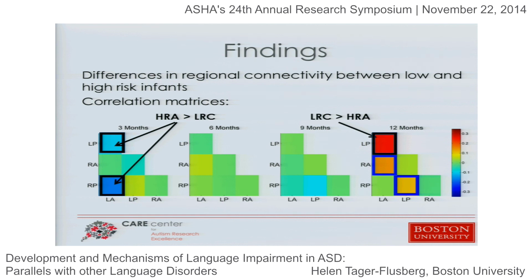And what you see here is that at 3 months, the regional connectivity is significantly higher in our high-risk infants compared to the low-risk infants. And then we see the reverse by 12 months of age. And in particular, we see far stronger intra-regional connectivity in the left hemisphere for the low-risk controls compared to the high-risk controls. But we also see somewhat significant differences in left and right frontal, left and right parietal regions.